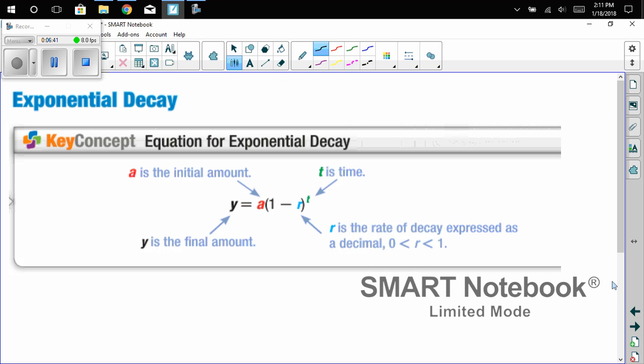Last thing, decay. The only difference between the decay and the growth functions is decay has a minus sign in it. Everything else is the exact same as growth, except decay has a minus sign, not a plus sign.